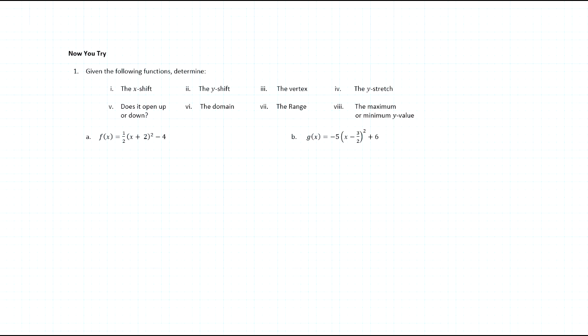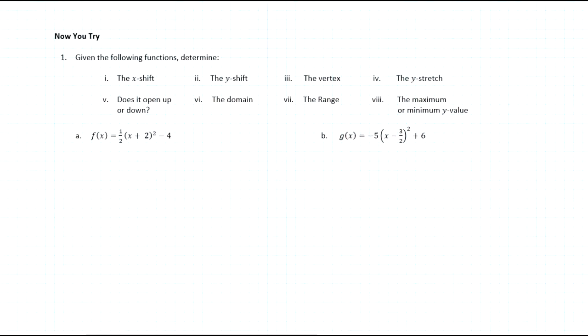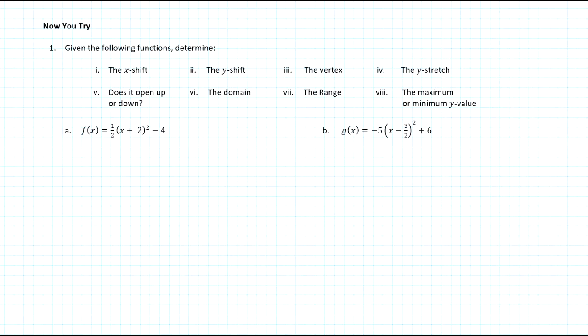Let's go ahead and look at the solutions to the Now You Try problems where we're investigating the vertex form of a quadratic function and trying to determine some attributes about the graph of the parabola from just looking at the function here. And we'll go ahead and check our answers using GeoGebra.